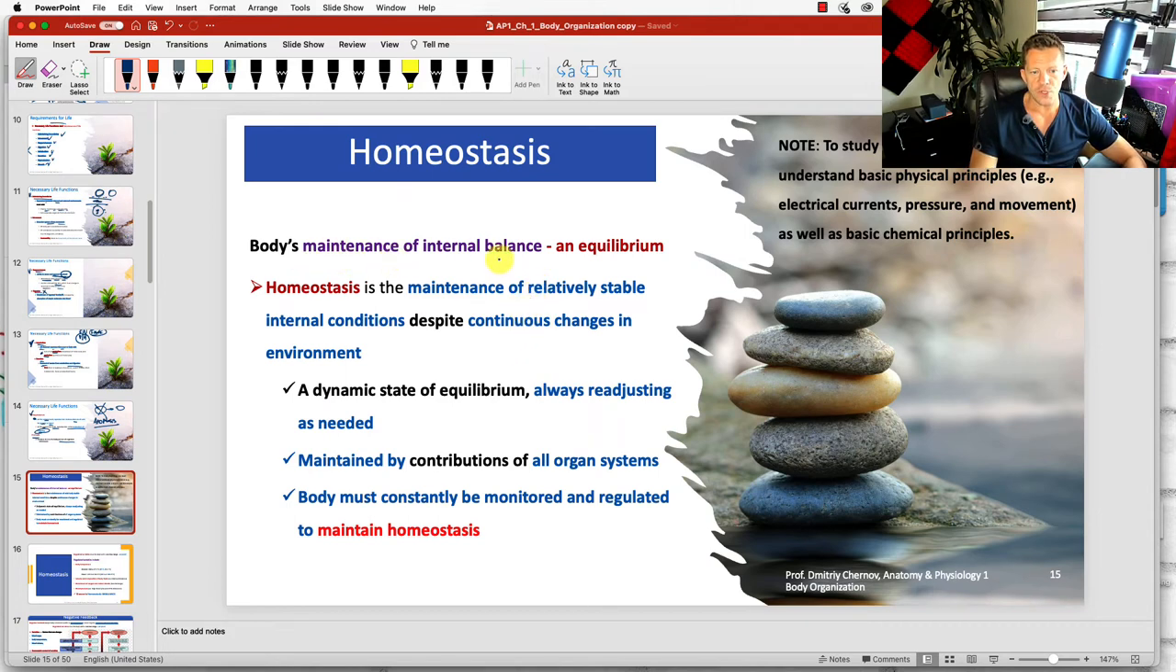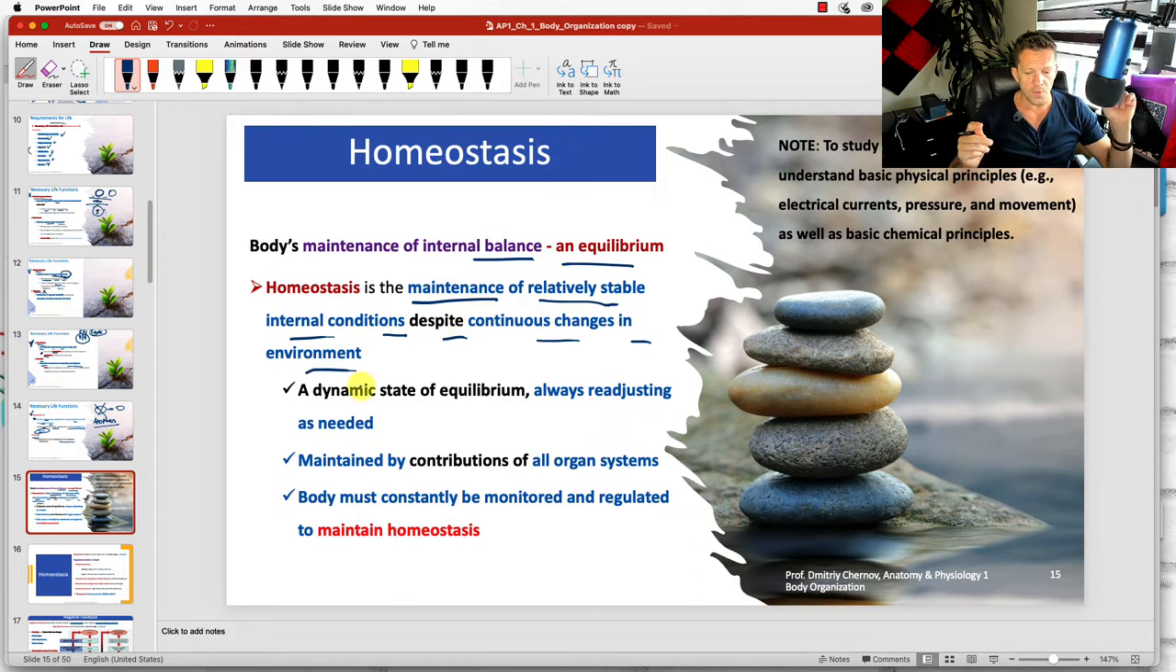Body's maintenance of internal balance. That's an equilibrium. And that's the homeostasis, the equilibrium. When all of the systems are in balance, 11 systems, and they're functioning together. Homeostasis is the maintenance of relatively stable internal conditions despite continuous changes in the environment. If you are outside and it's 90 plus degrees outside, let's say today, and you're getting hot, your body's response would be to start evaporating, getting rid of that heat, or your sweat cells will start producing sweat in order to cool off your skin, to cool off your body.